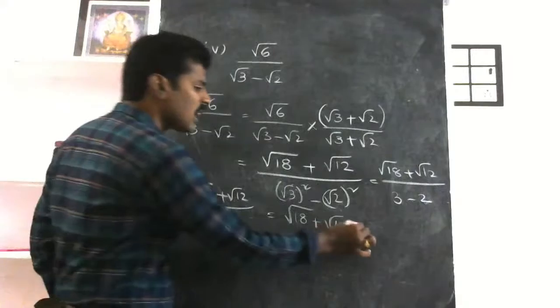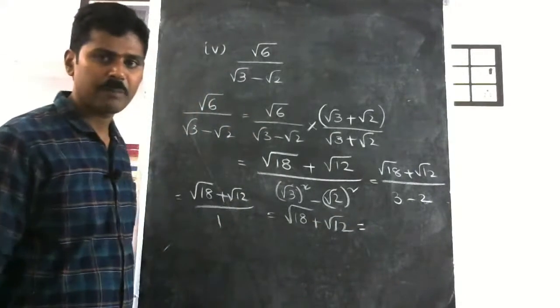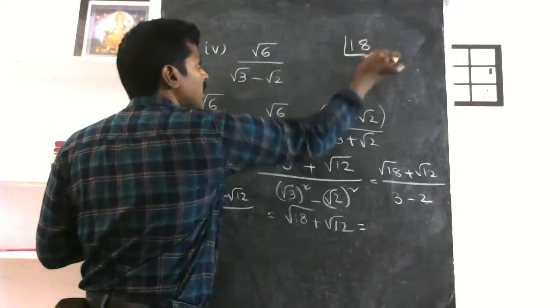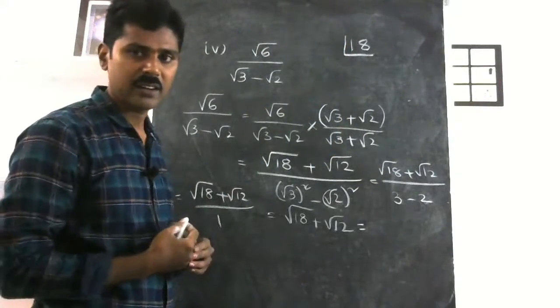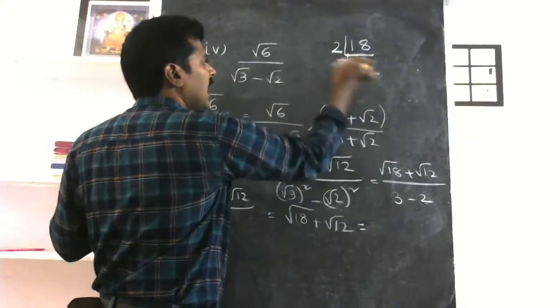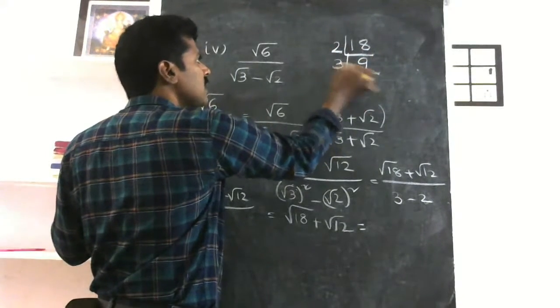So now square root 18, I can still simplify. How can I simplify? Already I explained, 18 you have to divide with only prime numbers, prime factorization. So 2 nines are 18. Again 9 is not prime, so I will go with 3 threes.